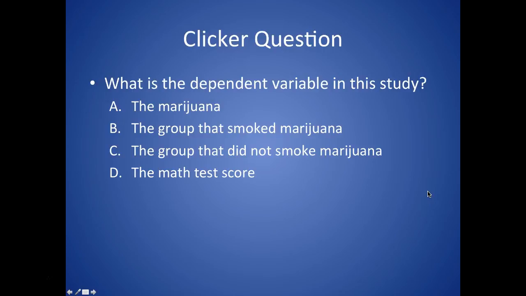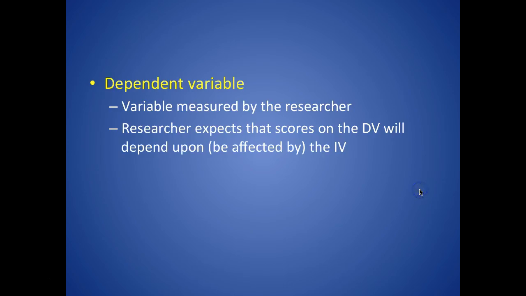Second question, what's the dependent variable in the study? Well, as you look at this, you want to check to see what the effect of smoking the marijuana is, and so you measure that with the math test score. So D is the correct answer. The dependent variable is the variable measured by the researcher. The researcher expects that the scores on the dependent variable will depend upon or be affected by the independent variable.